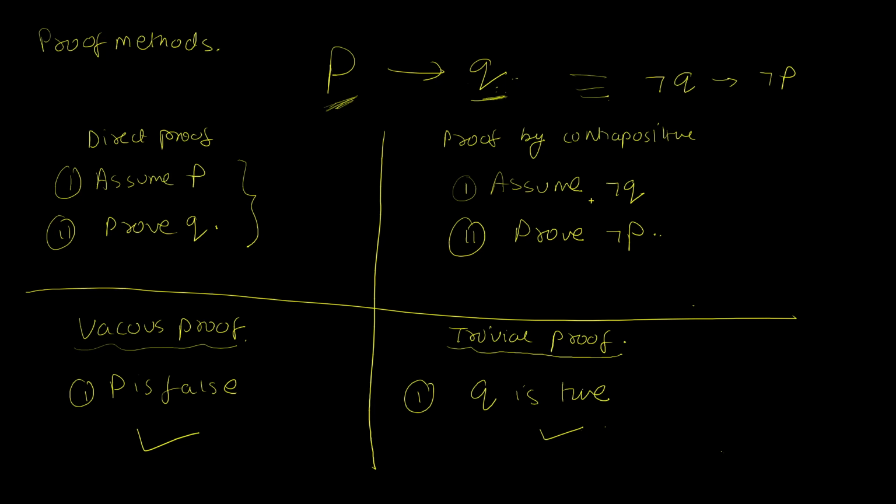So in that sense, direct proof and proof by contrapositive are far more important than these ones, because these techniques actually require me to reason. I have to start reasoning from P and reach Q in case of this, and I have to start reasoning from not Q and reach not P in this case. And you can see here no reasoning is required. I can simply prove the premise to be false and be done here, and I can simply prove the conclusion to be true and be done here.